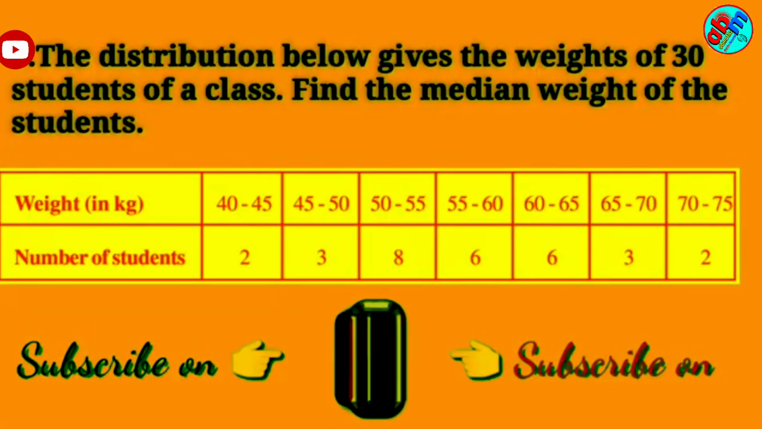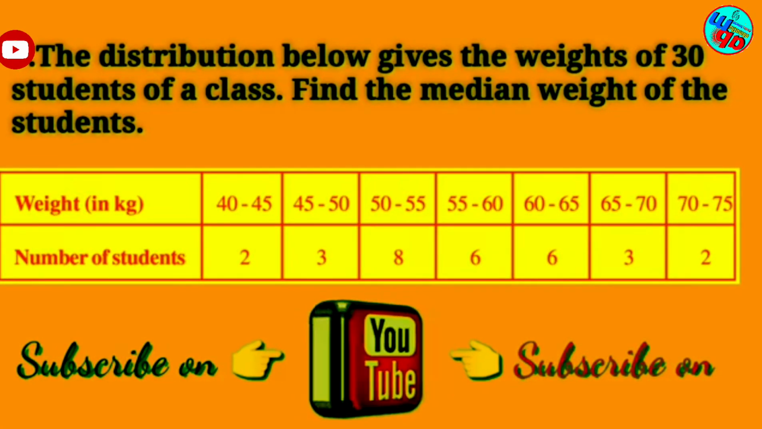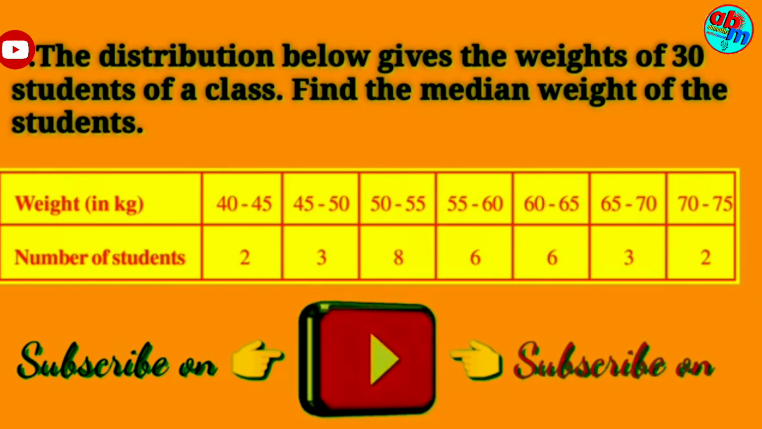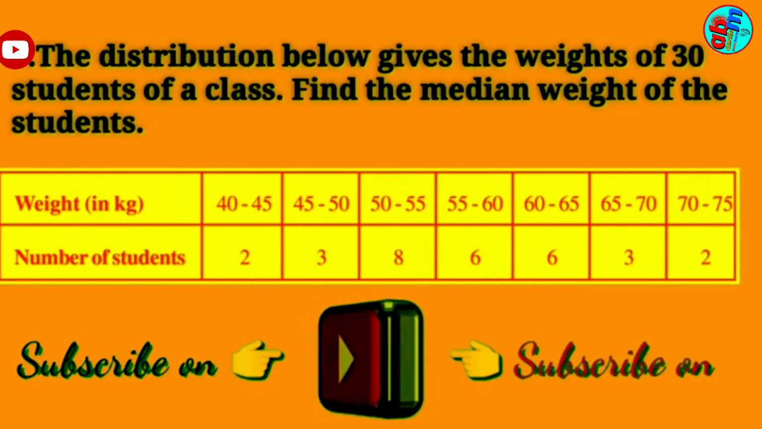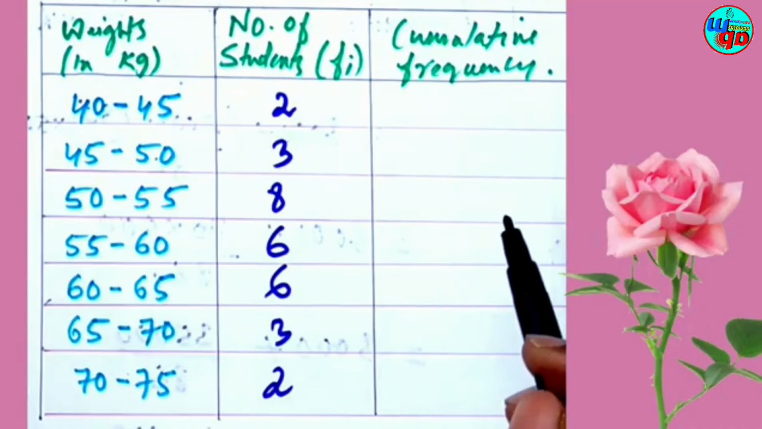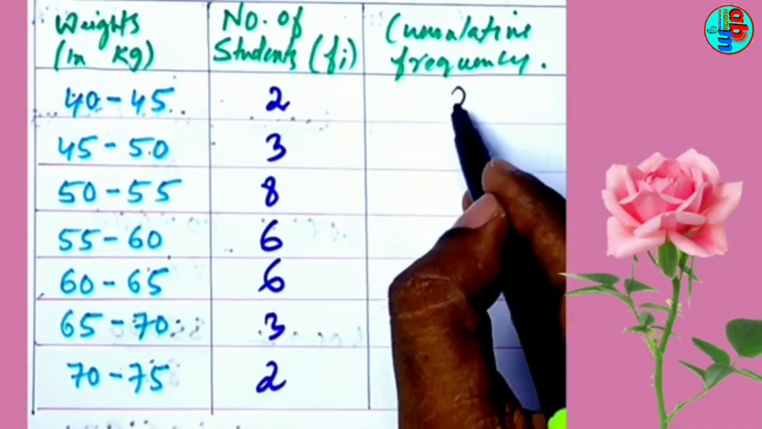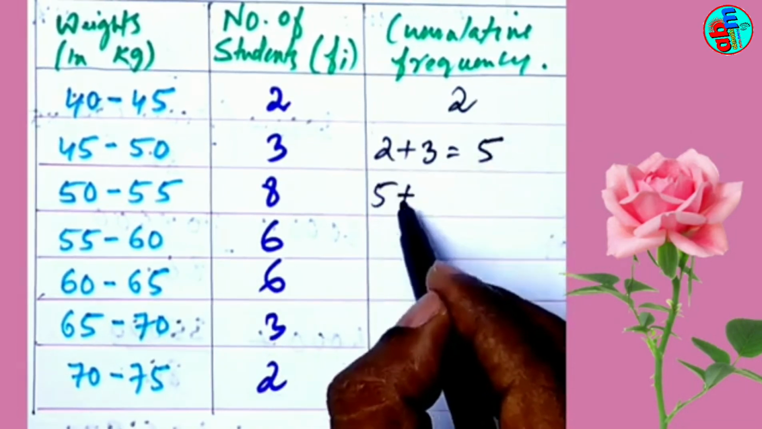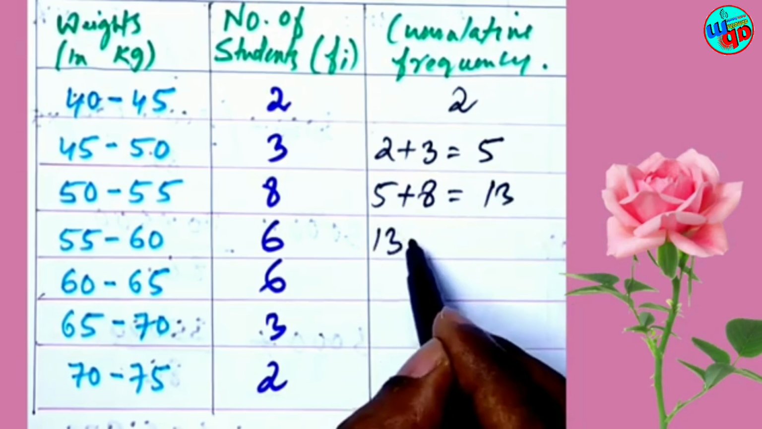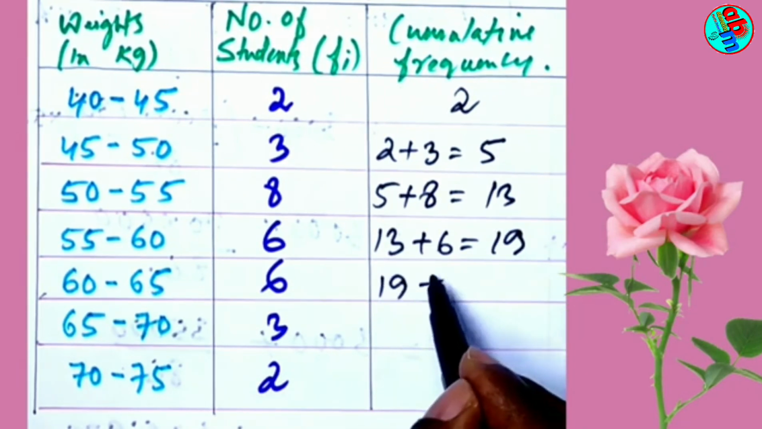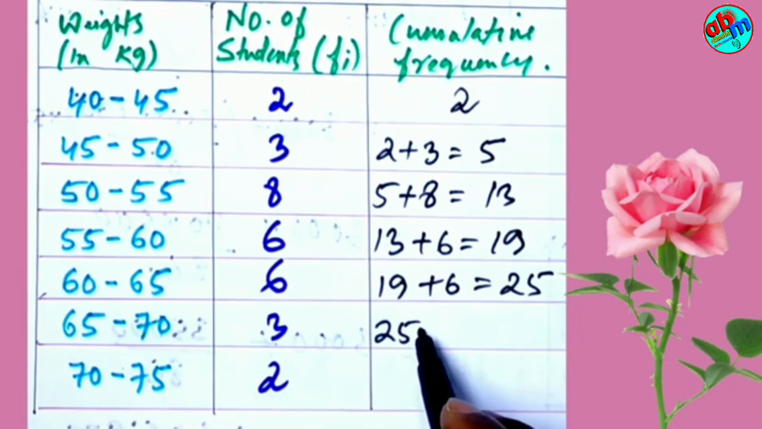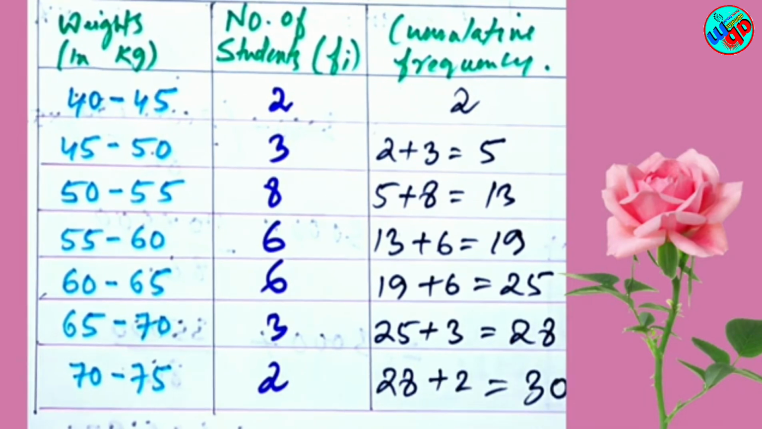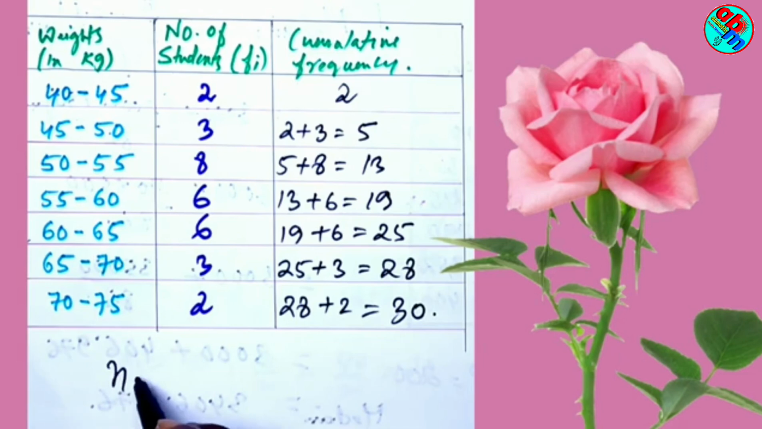Here we have a question. The distribution below gives the weights of 30 students of a class. Find the median weight of the students. So let us prepare the cumulative frequency table with their respective class intervals. So we write these two here. 2 plus 3 is 5, 5 plus 8 is 13, 13 plus 6 is 19, 19 plus 6 is 25, 25 plus 3 is 28, 28 plus 2 is 30. So we have the n value here as 30.